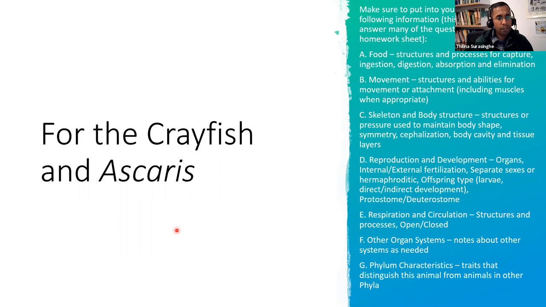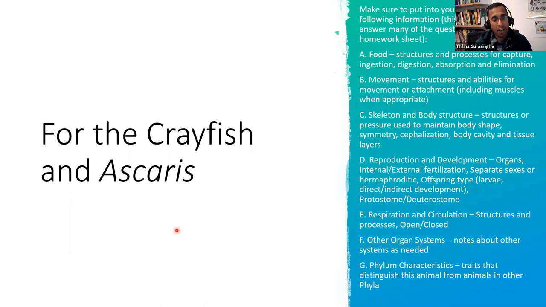And then offspring type. Do offspring have a larval stage where they actually undergo indirect development, or do they not have a larval stage? Right. So crayfishes actually have a larval stage. And Ascaris, the nematode, also has multiple larval stages. So those are the things you can mention. Don't just say they have a larval stage. Say, do they have a single larval stage or multiple larval stages, right?